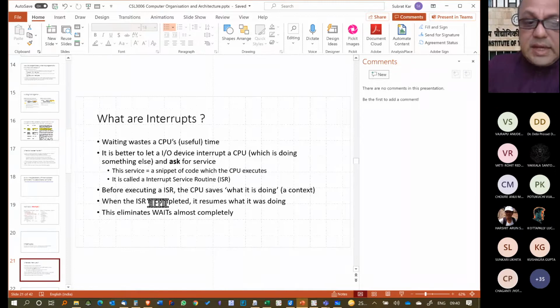Now, when the ISR gets completed, that resumption, and this is a sequence of steps. It's not just a quick word called resumption, right? And it resumes what it was doing, and this means that it doesn't have to wait ever.